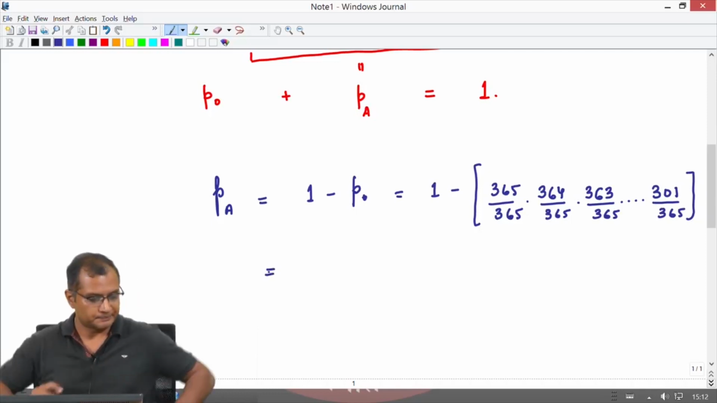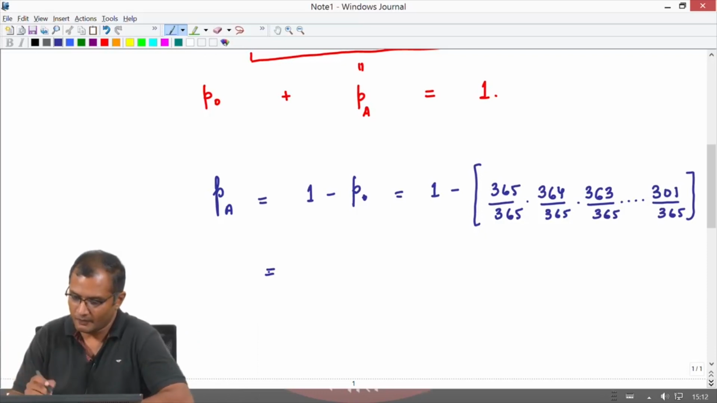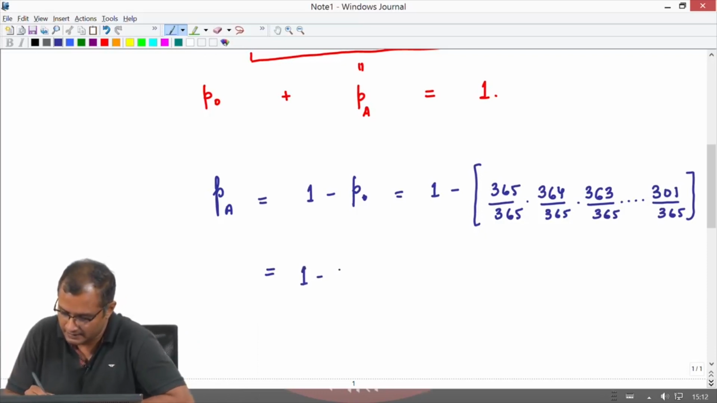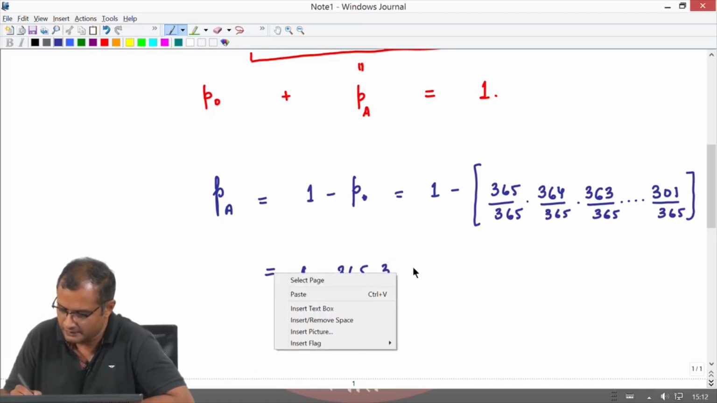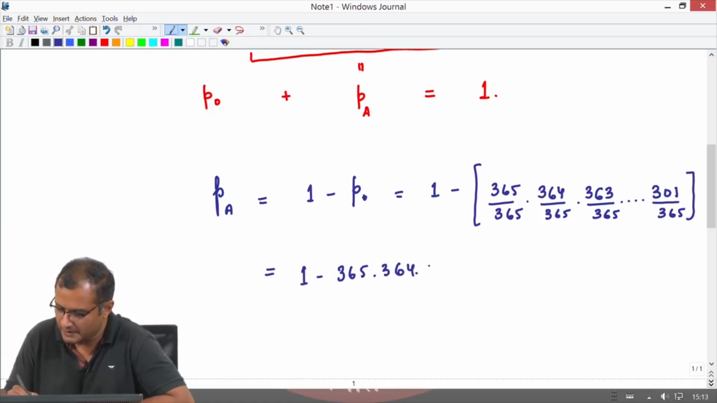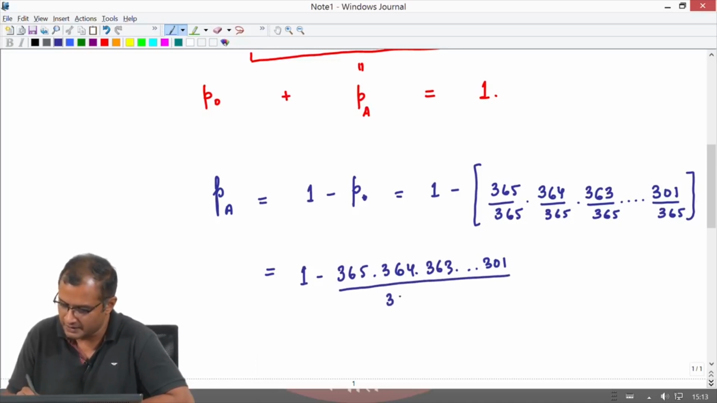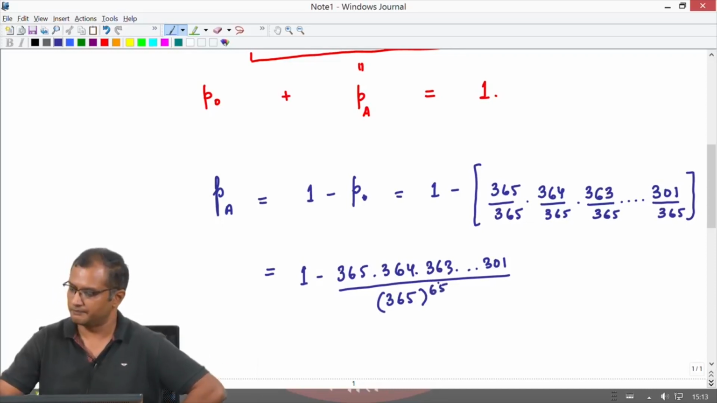So, now you can basically write this as 1 minus 365 into 364 into 363 all the way to 301, divided by 365 to the power 65. Okay.